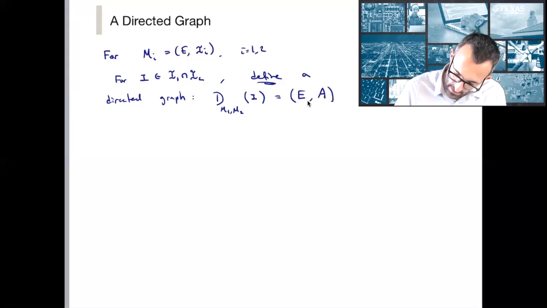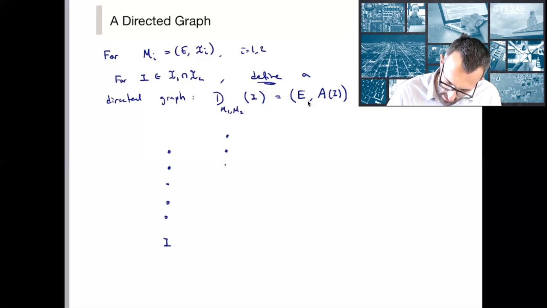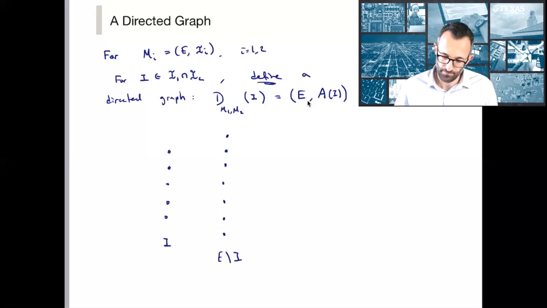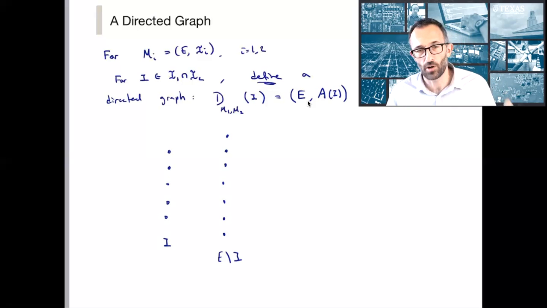And let me write A of I as we used in our previous notation. So we have a similar picture. Here is I, and here are all the elements in E that are not in I. But now the direction, when we were talking about the directed bipartite graph for a single matroid, we only had edges from I pointing towards the complement. Now we have edges pointing in the reverse, and that's because we have two matroids.